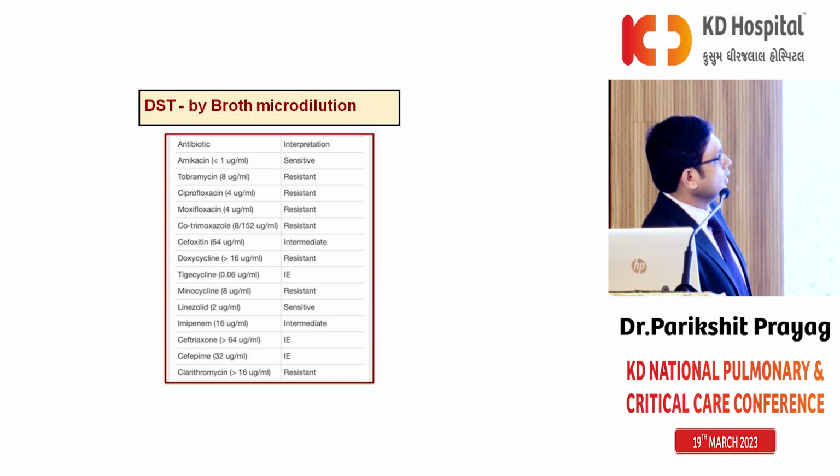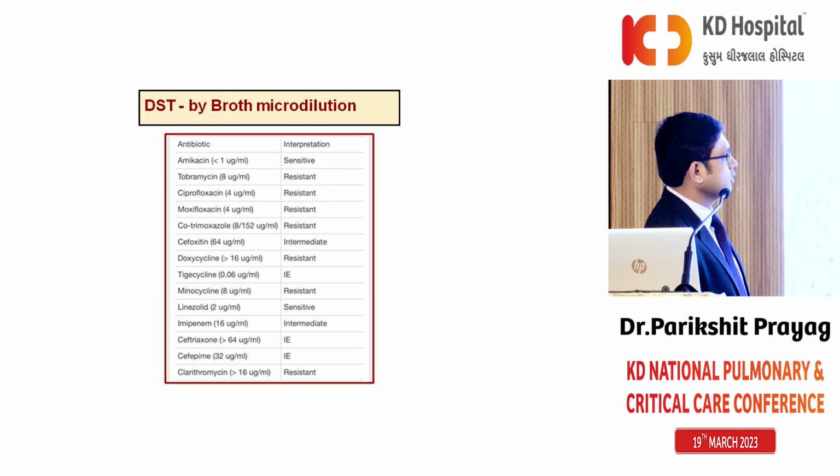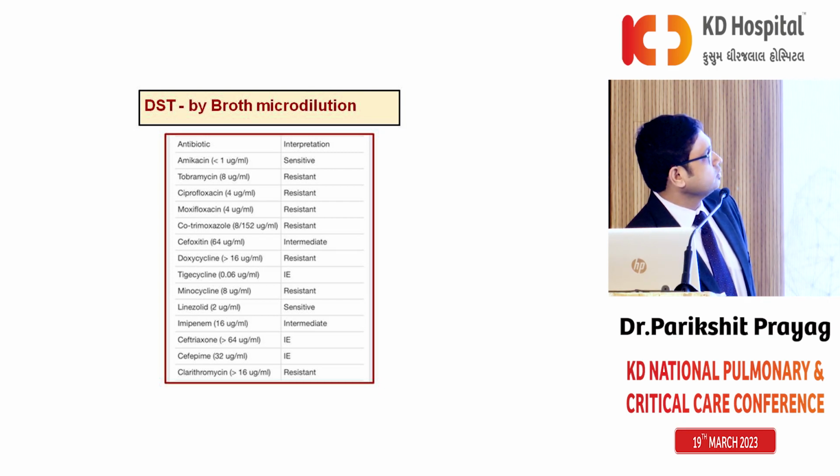Amikacin is there. If I go down the list, cefoxitin is intermediate, linezolid is there, and tigecycline, although IE means that there is insufficient evidence, but the MICs are good. So really, I have only 3 drugs which I can use: amikacin, tigecycline, and linezolid. And maybe after a few weeks when the patient is stable, I will delete amikacin and continue tigecycline and linezolid.